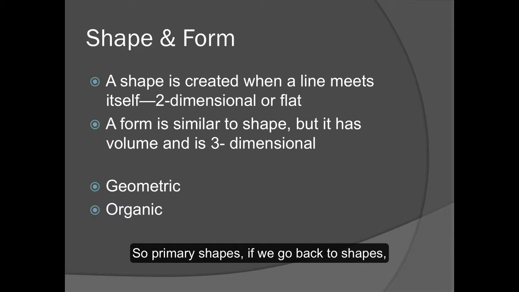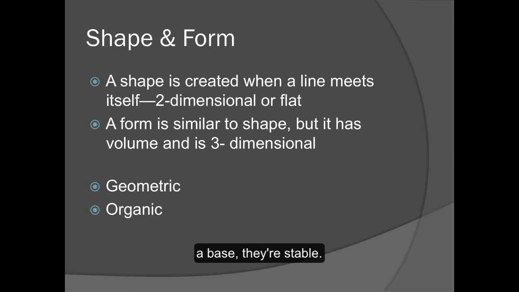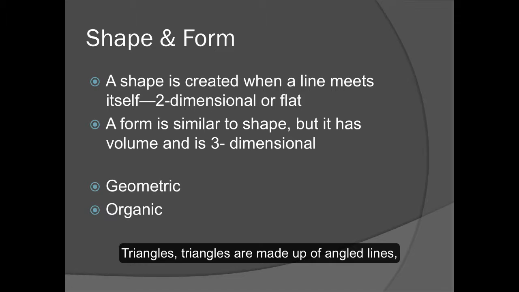So primary shapes, if we go back to shapes, we've got circles, squares, triangles, hexagons, and there's a lot of psychological reactions to some of these shapes. A lot of times when we look at graphic design, we see circles meaning a unity, a whole, a group. Squares typically have a lot of foundation, a base, they're stable. Triangles are made up of angled lines, so that means there's a lot more action to them.